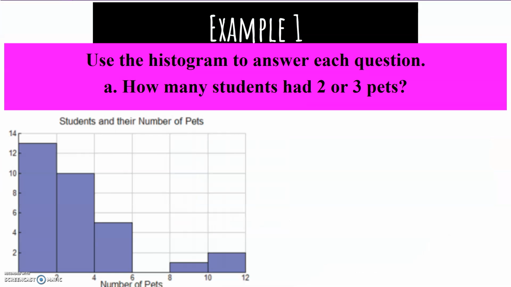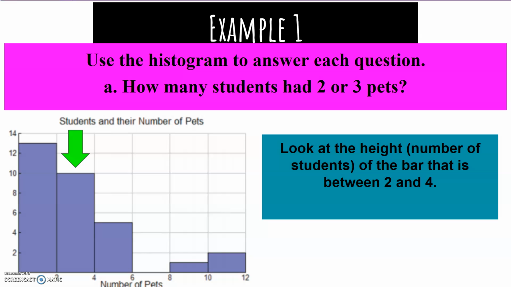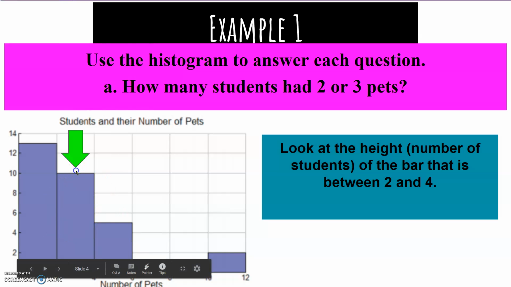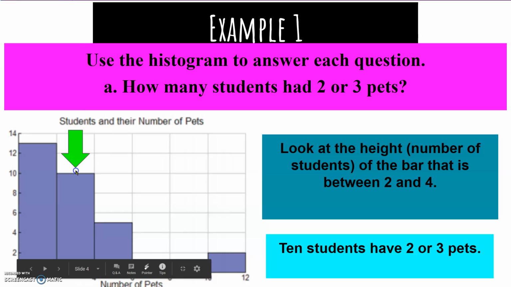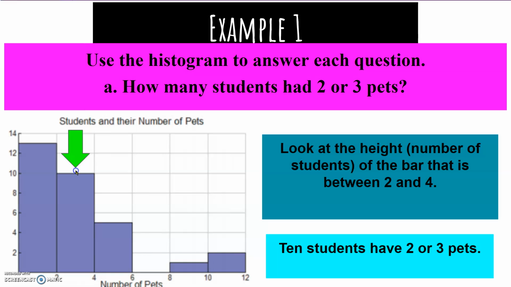Let's talk histograms. Use the histogram to answer each question. How many students had 2 or 3 pets? All right. Look at the height, the number of students of the bar that is between 2 and 4. It's this one right here. 10 students have 2 or 3 pets.